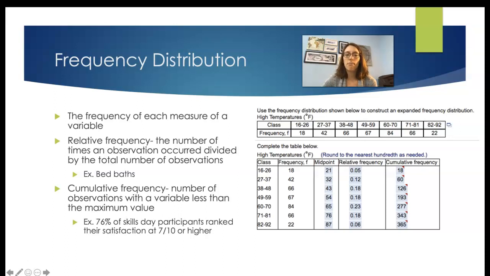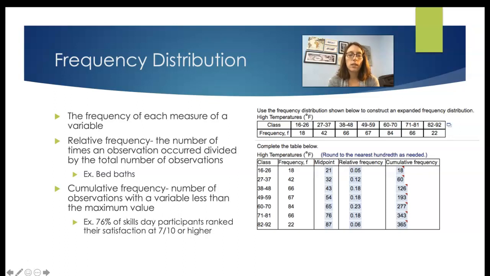And the frequency is the measure of each variable. And that's going to change depending on what you're measuring, what kind of a scale you're using, and how often you're using it. Relative frequency is the number of times an observation occurred divided by the total number of observations. So for example, in our bed baths, if we're monitoring our bed bath compliance, we're looking at how many times somebody actually gave the bed bath versus how many times they should have. Same thing is true for hand washing. How many times did somebody actually wash their hands before they went into the room versus how many times could they have, or how many opportunities did they have?